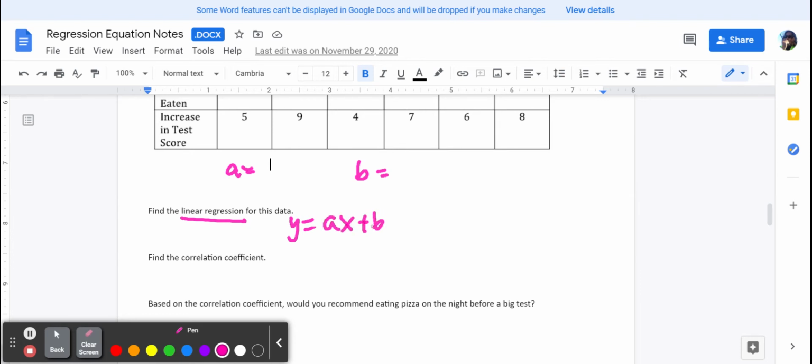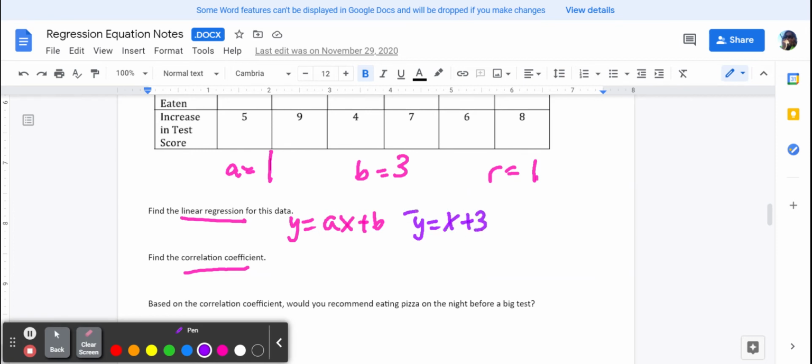So for my A value, I get 1. For my B value, I get 3. Then we're also going to look for the correlation coefficient, which is the R value. In this case, our R value is 1. So we're going to take all the data that we've collected from the calculator and put it together. So for the linear regression, Y will equal 1x, so I'm just going to put x plus 3.